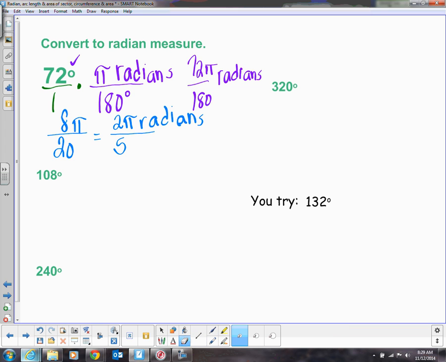Do we have to write radians? You have to write radians? No, but I'm emphasizing that because we're going to need it on the next piece. Which one are we doing next? We're going to do 108 next. Yes, this is all your homework.